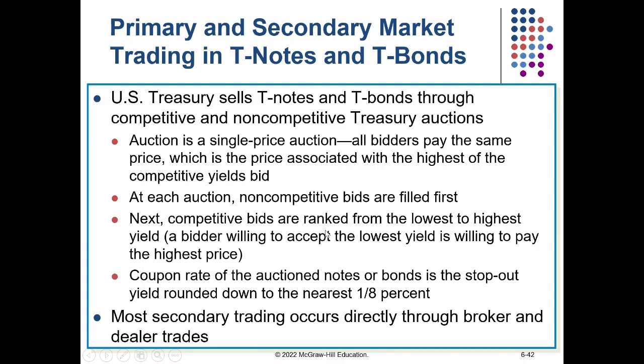Next, competitive bids are ranked from the lowest to highest yield. That means the bidder willing to accept the lowest yield is willing to pay the highest price. And the coupon rate of the auctioned notes or bonds is the stop-out yield rounded down to the nearest 1/8%. Most secondary trading occurs directly through broker and dealer trades.